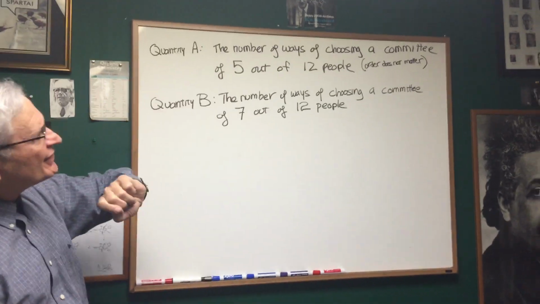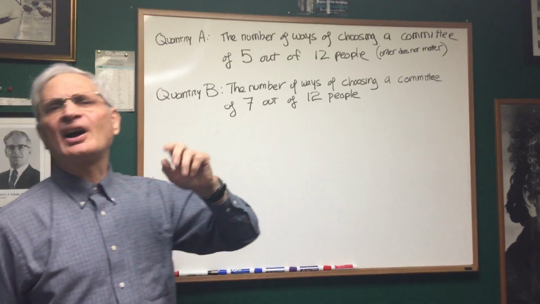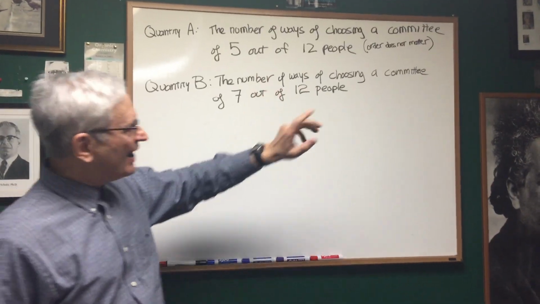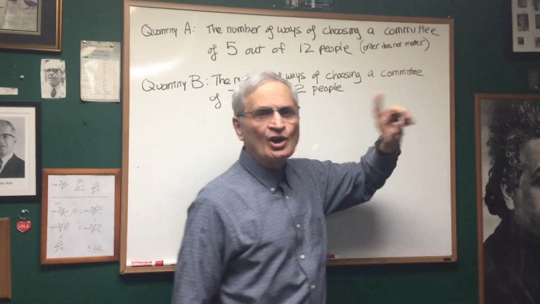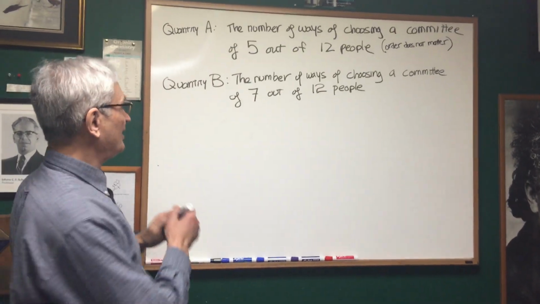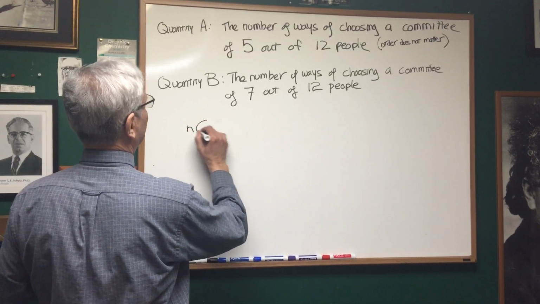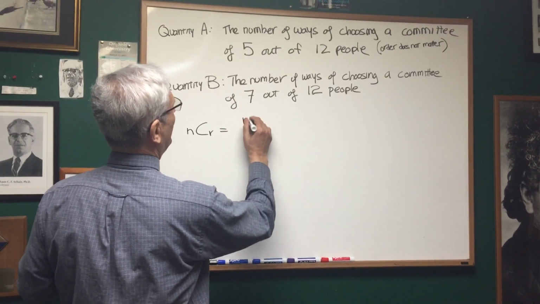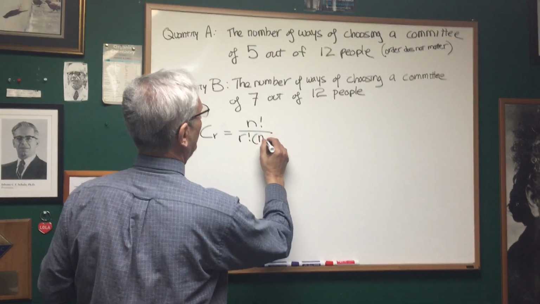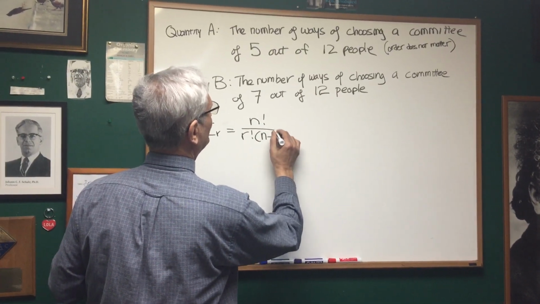Okay, now, this is a problem that's going to involve combinations. And we know it's combinations because order doesn't count. It even explicitly says order does not matter. So we know we're going to use the combination formula, which is this. nCr is equal to n factorial over r factorial times (n minus r) factorial.